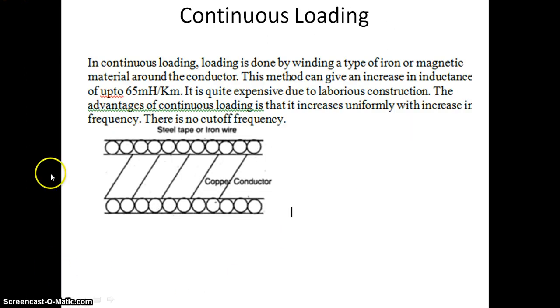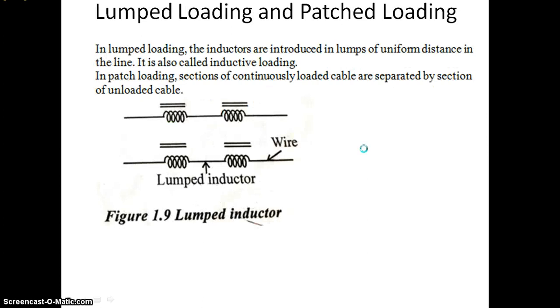First we will discuss continuous loading. Here the loading is done by winding iron or magnetic material around the conductor. This method can give an increase in inductance of up to 65 millihenry per kilometer, but it is quite expensive due to laborious construction. The advantage of continuous loading is that the inductance increases uniformly with frequency. There is no cutoff frequency, and it is independent of frequency.